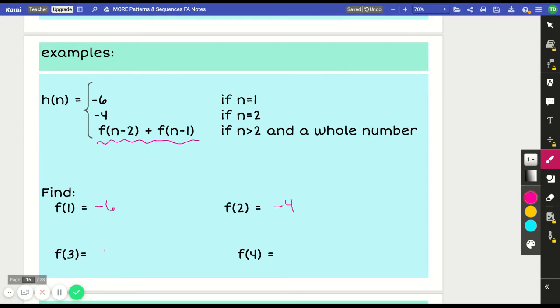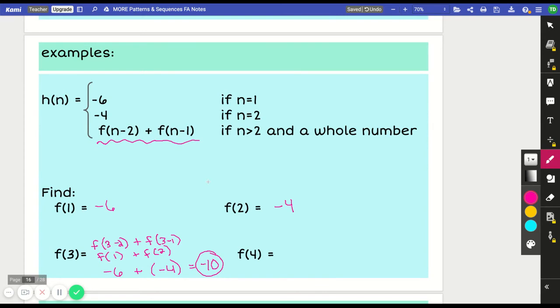F of 3 is, let's see, f of 3 minus 2 plus f of 3 minus 1. That gives me f of 1 plus f of 2. F of 1 is negative 6. And then we add f of 2, which is negative 4. So that gives me negative 10. Adding two negatives gives us a negative.